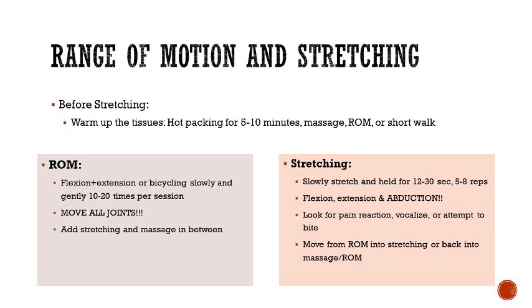Okay. And don't forget about abduction as well. Sometimes I would tell the owner to do range of motions through internal rotation, abduction and adduction. Basically do rotations of the limb, especially the shoulder joint and the hip joint. Again, you can add stretching and massage in between.